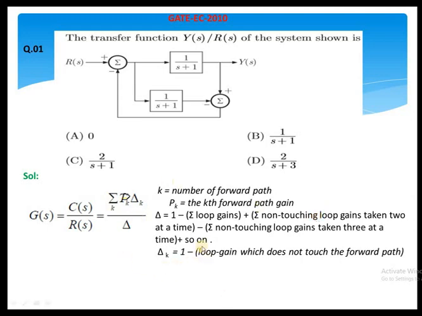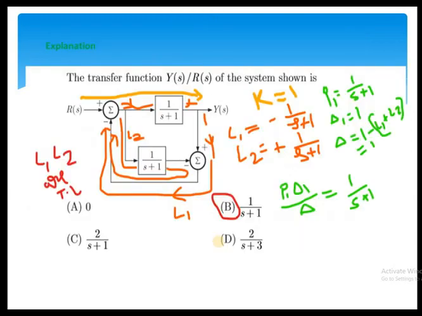So for the first problem, I am considering a step-by-step procedure. In a competitive exam, you have to apply the transfer function directly. That much practice you have to gain by doing a lot of problems. So this is the explanation for that question. First I am identifying the number of forward paths. K indicates the number of forward paths.